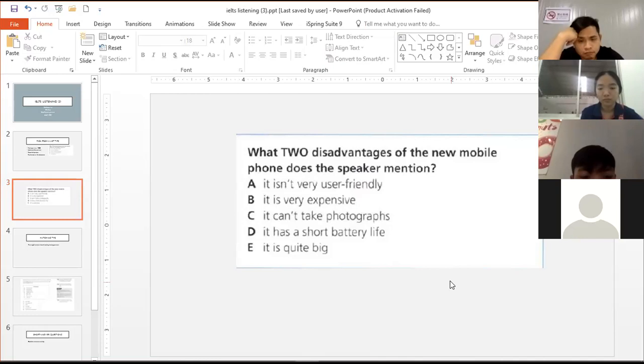So what are the 2 disadvantages of the new mobile phone? What's the first one you heard? D, it has a short battery life. Yes, and it is very expensive. Okay, very good. So you heard choice D. Answer D comes first because she linked how the camera got improved, but that improvement affects the battery life. So D is the answer.